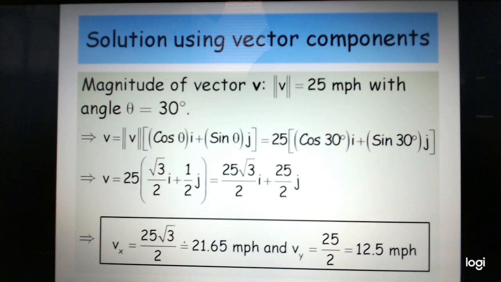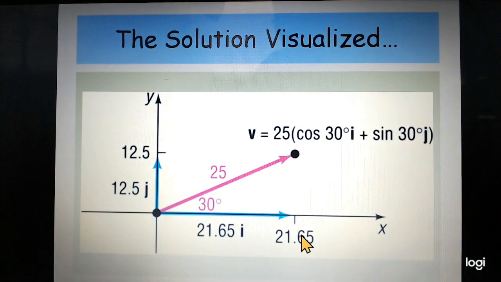Now, what does that mean in English? Well, i is associated with the horizontal component. So we have 25 radical 3 over 2, or approximately 21.65 miles per hour in a horizontal direction. And the y component is 25 halves, or 12.5 miles per hour in the vertical direction. So the j is the vertical component, and the i leads to the horizontal component. Notice the notation here: vector V, x component; vector V, y component. Okay, moving along. Here's our picture.